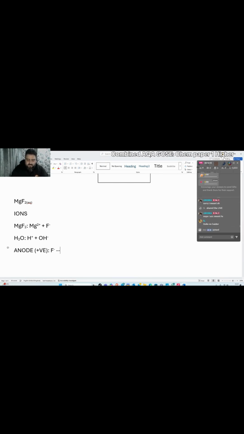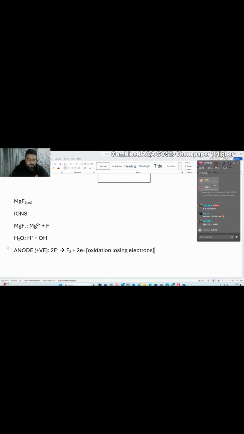Once it gets there, what's it going to form? It's going to form F2 because it's diatomic. F minus is going to go to the anode because it's negatively charged. We're going to balance the atoms now by putting a 2 here, and then we need to balance the charges by putting 2 electrons on this side. By the way, this is oxidation because we are losing electrons.